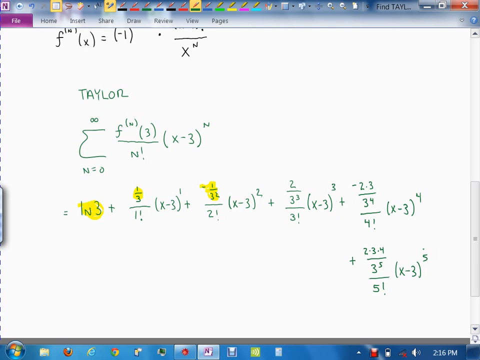N factorial? And maybe it's worth it for you to look at this first one and write it like this: natural log 3 over 0 factorial x minus 3 to the 0. Right? That was that first one. So does everyone agree all the denominators, the factorials, it's like if we started 0 with n, it would be n factorial for the bottom. All right? Good. Happy with that. What else? X minus 3 to the n also, right? X minus 3 to the n, x minus 3 to the n. Those keep going up.